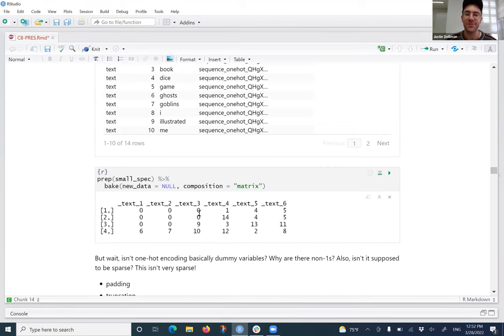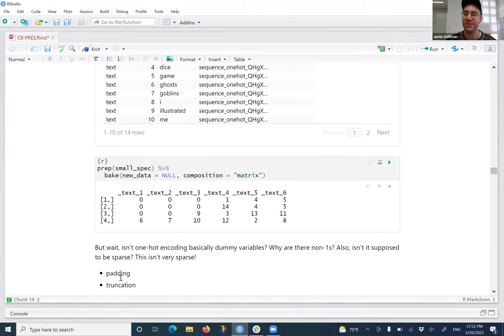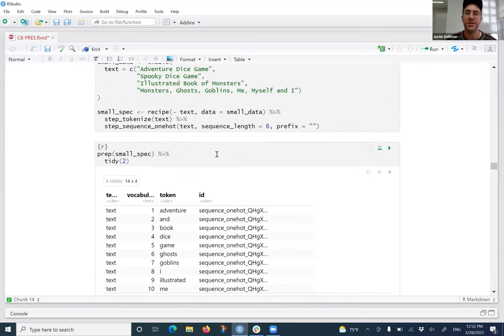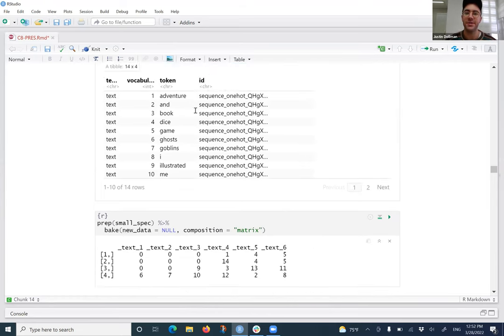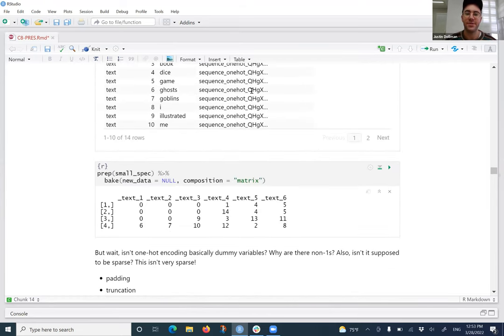Some other things to note are the padding and truncation that happen. Notice up here that we've specified that the sequence length will be 6. So what that means is that for these first three that have respective lengths of 3, 3, and 4, we need to zero pad. And you'll see that the default is to pre-pad.